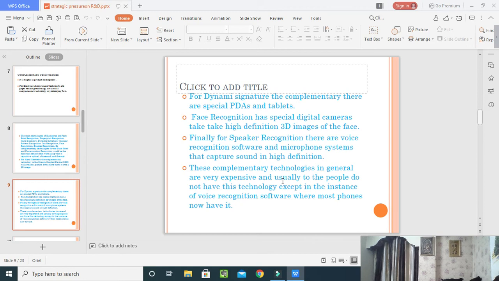And coming to face recognition, special digital cameras take high definition 3D images of the face. Nowadays in America and big European Union countries, they are utilizing face recognition. Even after having face recognition, some people copy the face, like with a mask or some other duplicate face. Because of this, they again go for speaker recognition, that means voice recording, or the eye retina. All these things are coming for security purposes.